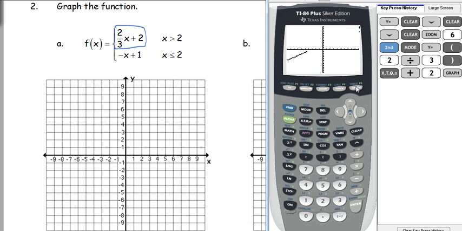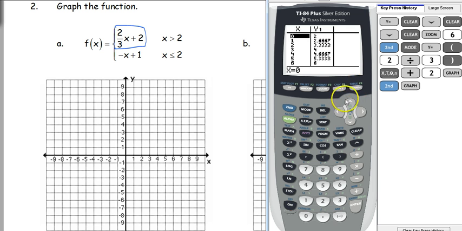Now here's the problem. When you graph it, you get the line for the whole thing, right? But I only want this line for values where x is bigger than 2. Here's the easiest way to do that. Go to your table. Your table is where your graph button is. Just hit second graph. And here's my table. Okay? But we only want values at 2.